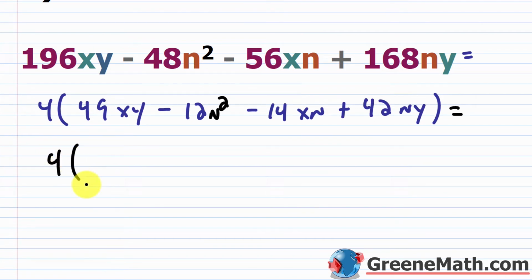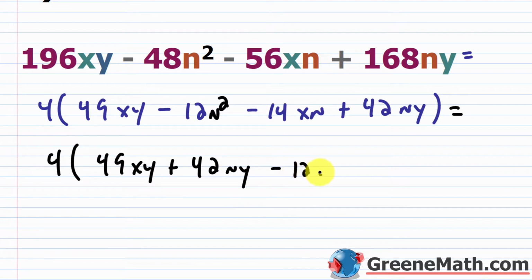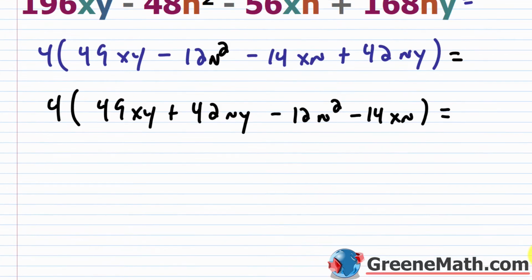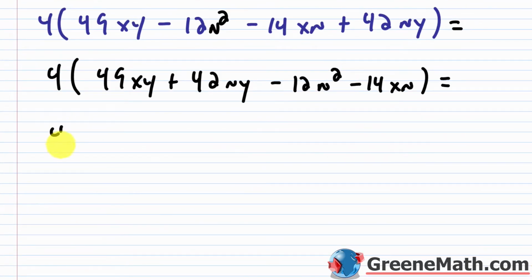So we have 4 times the quantity. Again, I'm going to put 49xy, and then plus we'll go 42ny. And then we're going to go minus 12n squared minus 14xn. Let me make that n better. Let's scroll down a little bit and get some room going. So let's put our 4 here.